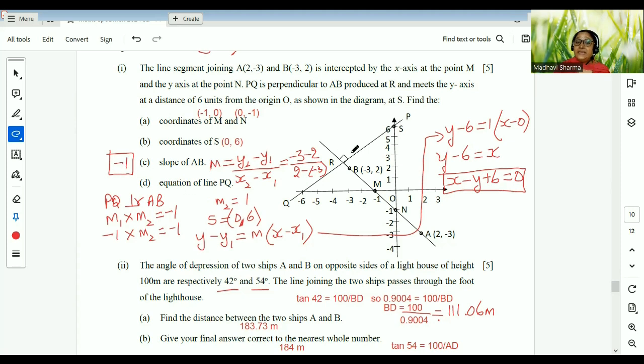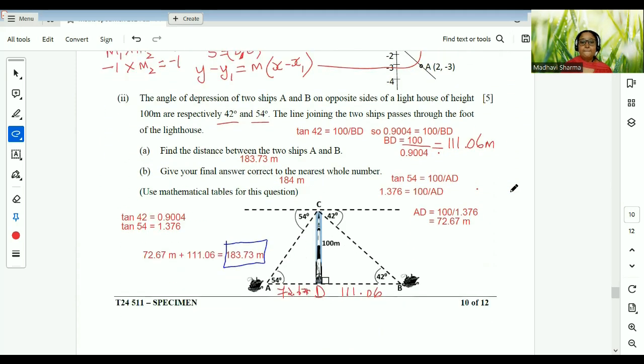Equation of the line PQ. Yes, we all know M1 into M2 is minus 1. PQ is perpendicular to AB. We already have the slope of AB. And so, here M1 into M2 is minus 1. M2, the slope of PQ, is 1. S is a point on the line PQ, which is (0, 6). Substitute it in this formula and you get x minus y plus 6 is equal to 0.